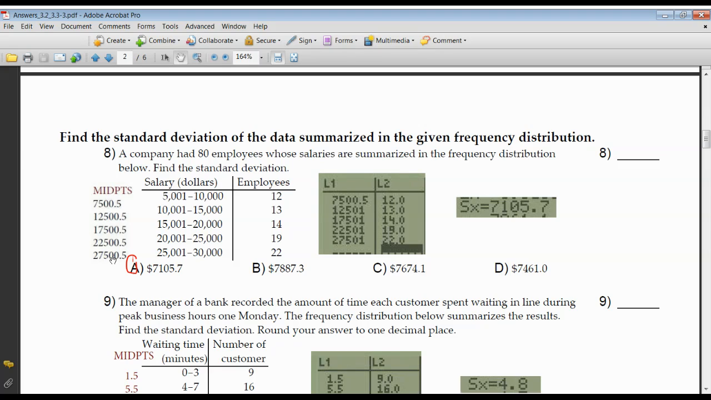Now, once you're done putting the midpoints in L1 and the frequencies in L2, you go to stat, calculate, and you tell the calculator, hey, my values are in L1, my frequencies are in L2, and it comes back with Sx. Now, Sx is not sigma x. You always use the sample standard deviation, the Sx.